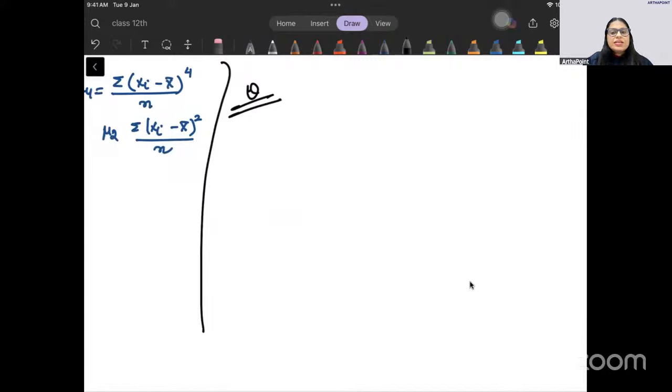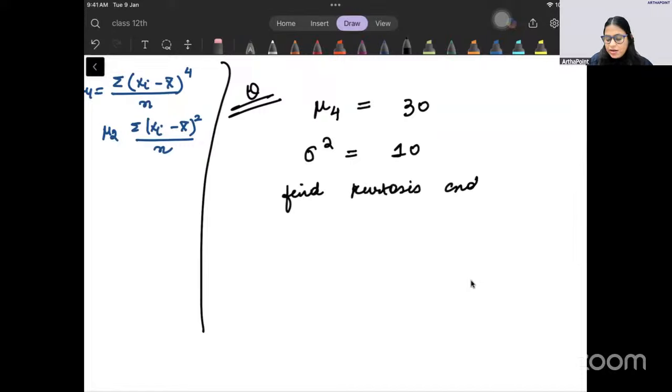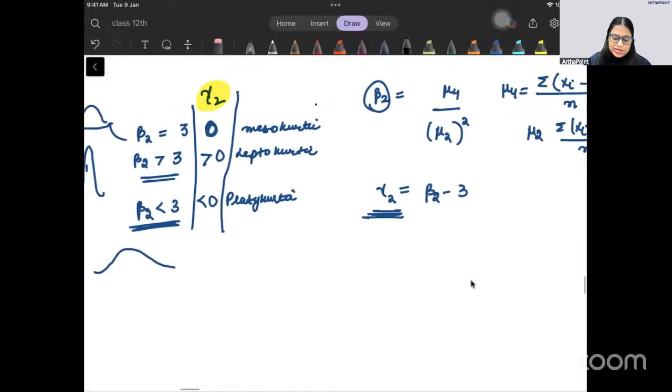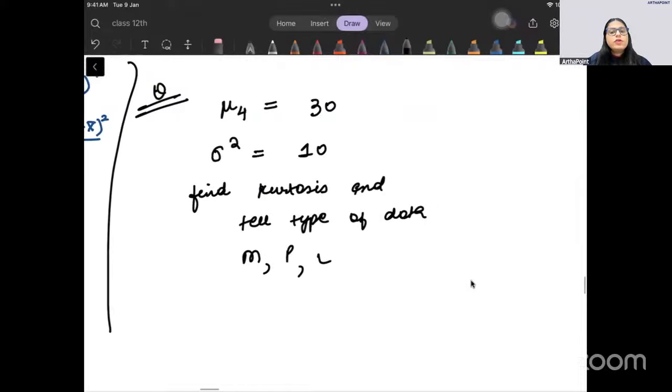So let's say that you are given that gamma 4 is 30 and you're given that variance is 10. You have to find Kurtosis and tell the type of data, whether it is meso, or plateau, or lepto. You have to tell what kind of data it is and you have to find the value of Kurtosis.